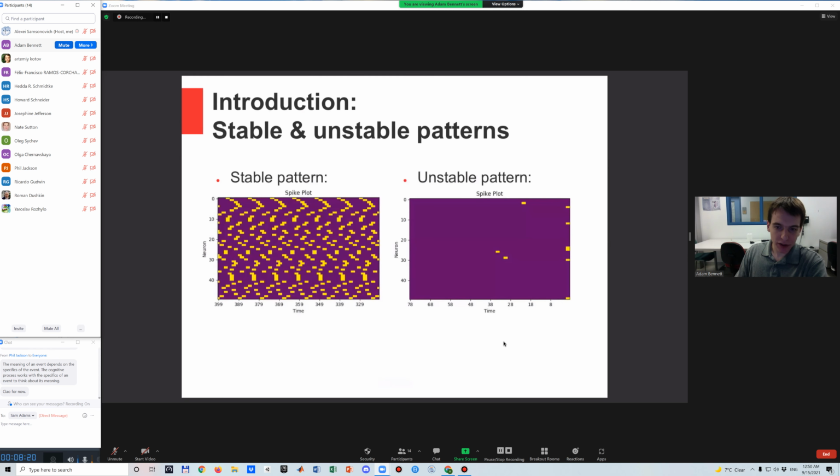Okay, and here's a visual representation of what that looks like. So on the left here, we have a stable pattern, and as you go from the right to the left, you can see that every neuron is repeating its own pattern over and over again. Whereas on the right, if you start from the right, you see some initial inputs, and then as you move to the left, you see a little bit of sparse activity, and then it dies out. So that's a dissipative pattern.